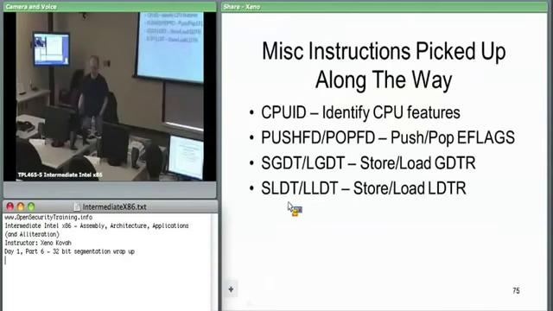Yes, I really should put those in the same order as my pictures. But anyway, the point is, one of them is privileged. You can't load up those registers from ring 3. You must be CPL 0.